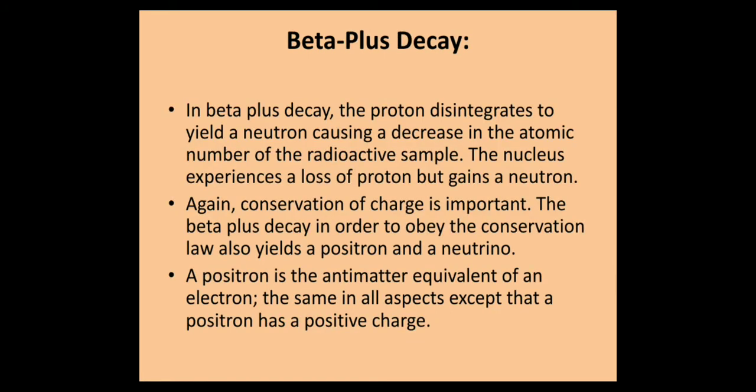Beta plus decay. In beta plus decay, the proton disintegrates to yield a neutron, causing a decrease in the atomic number of the radioactive sample. The nucleus experiences a loss of a proton but gains a neutron. Again, conservation of charge is important. Beta plus decay, in order to obey the conservation law, also yields a positron and a neutrino.